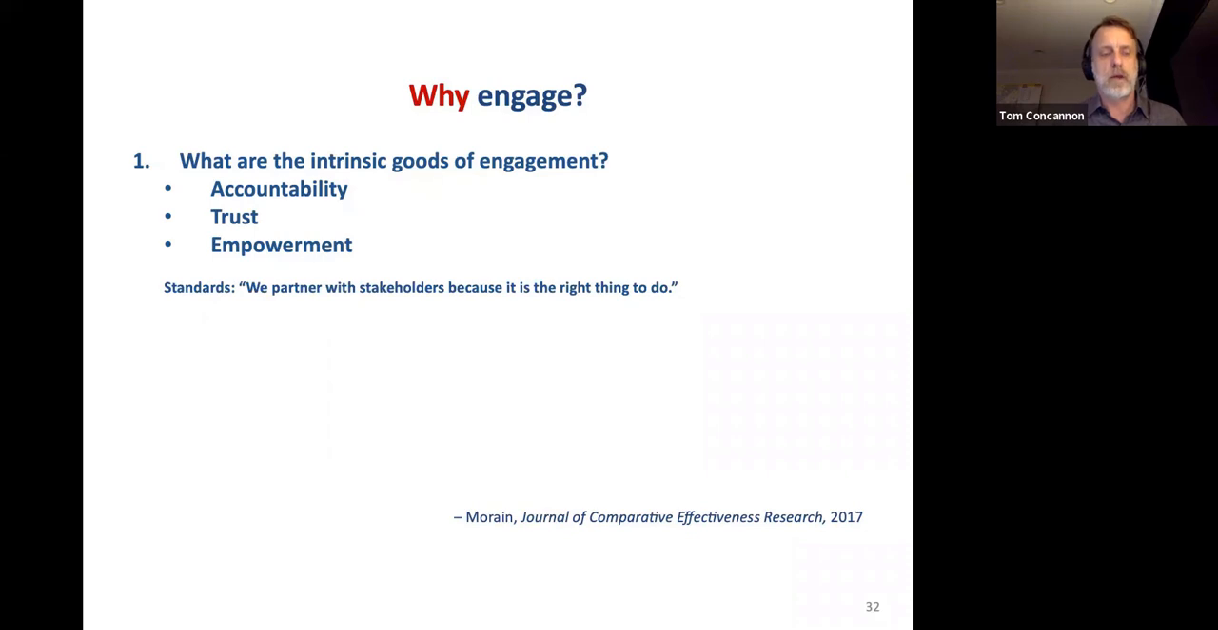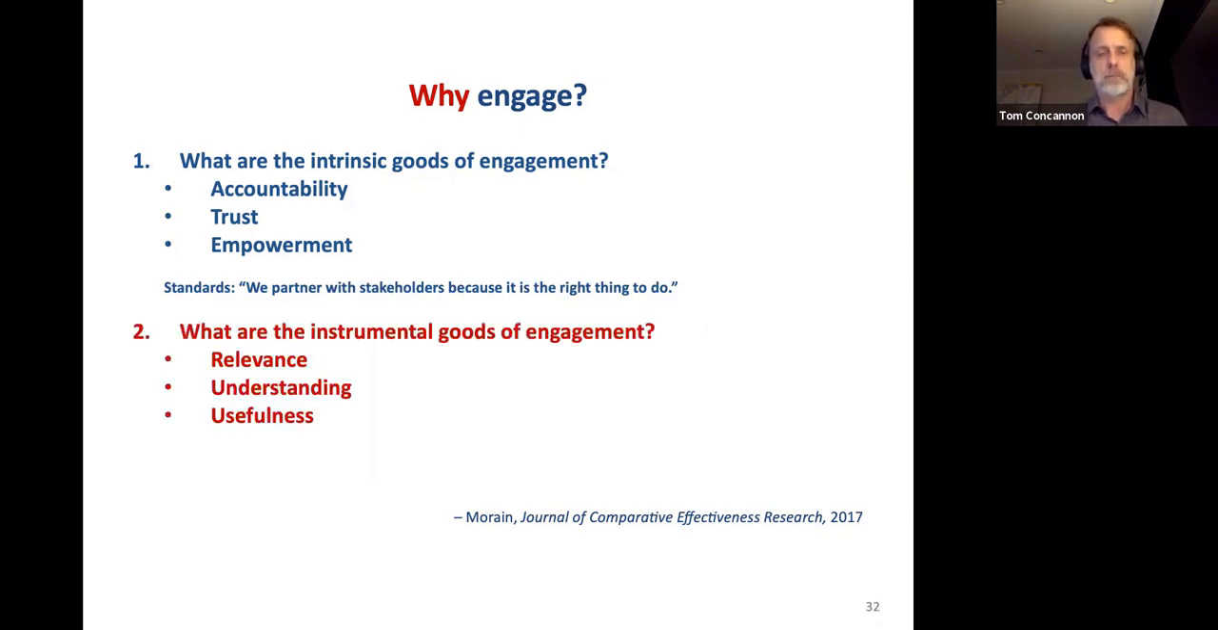And one way of talking about this whole body of goods, these are 3 examples: accountability, trust, empowerment. There are many, many others that fall into this intrinsic bucket. But one way of talking about this is to say that we partner with stakeholders just because it's the right thing to do. There's a whole separate and complementary set of goods that we might think about pursuing. And these are the instrumental goods that we think we might be getting from engagement work.